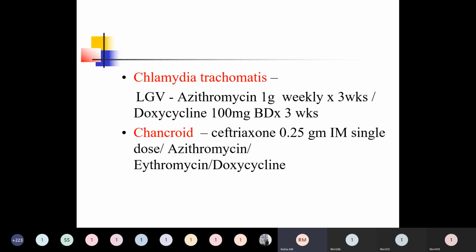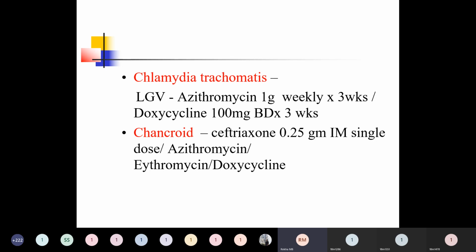Next, coming to Chlamydia trachomatis, which is a disease caused by Chlamydia trachomatis causing LGV, that is lymphogranuloma venereum. Now here the drug of choice is azithromycin. You can give 1 gram every week for 3 weeks. The alternative drug will be doxycycline, which is a tetracycline. You can use 100 milligram twice daily for 3 weeks.